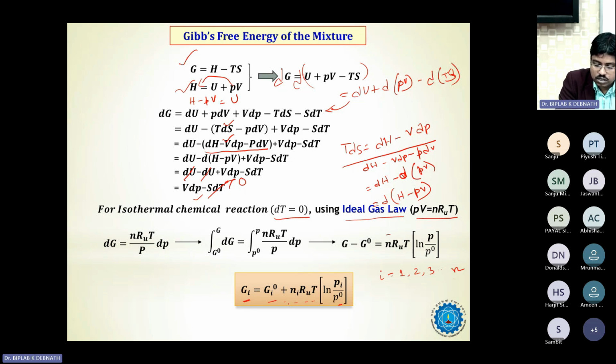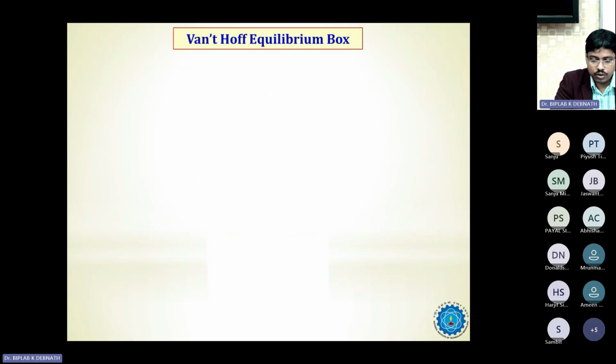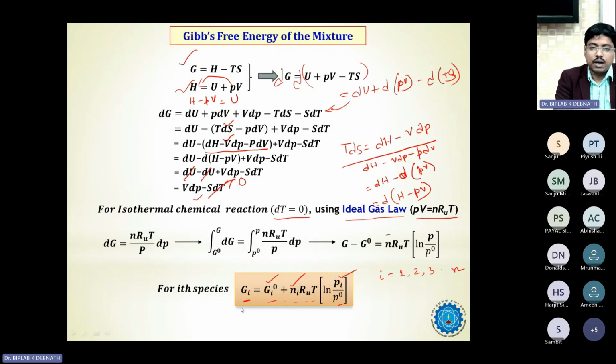So for individual species, you can write the Gibbs function for a particular amount of time. If the pressure is Pi, the number of moles of that species is Ni, and the standard Gibbs function is Gi naught, then what is the Gibbs function of that particular species? So for the ith species, we can write it like this. So we have understood how we can find the Gibbs function for a particular species.